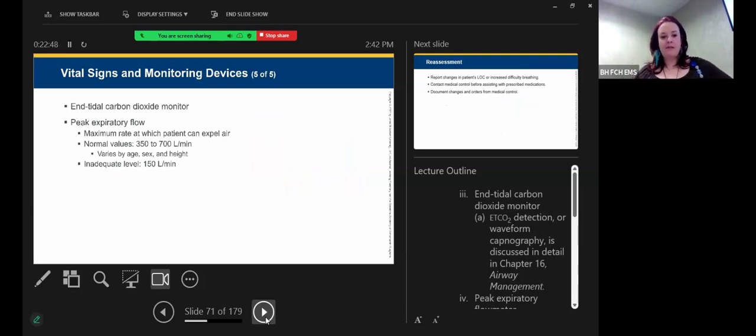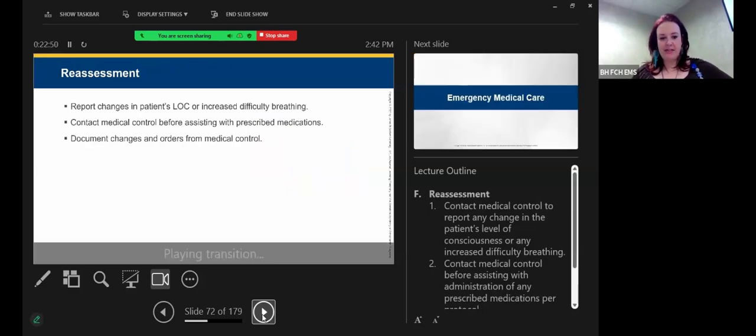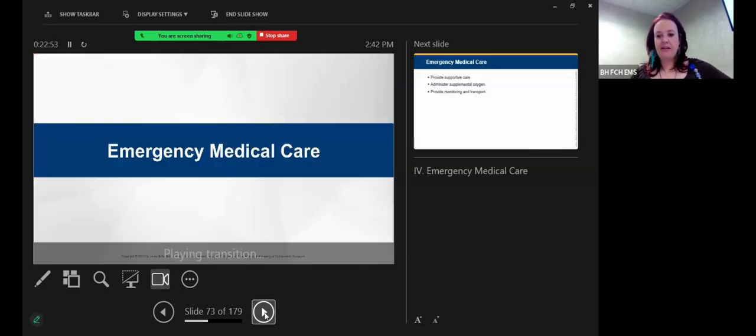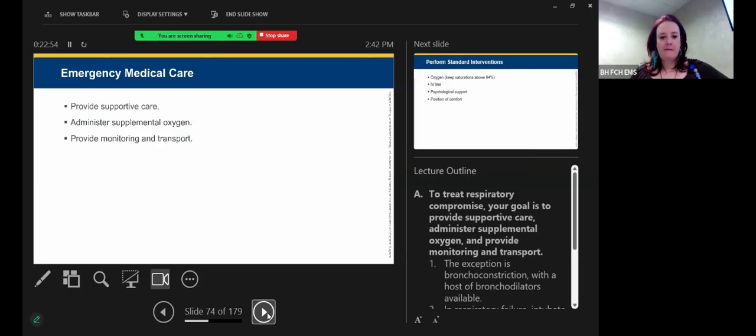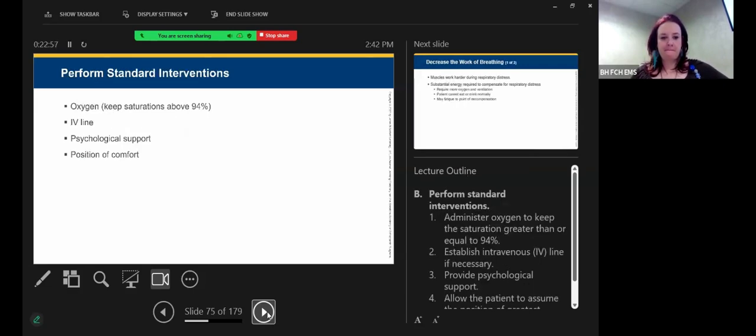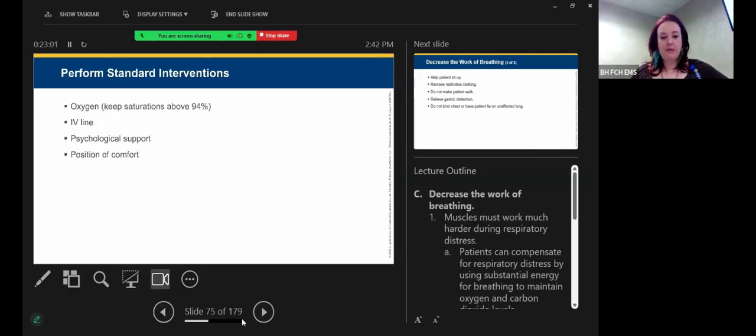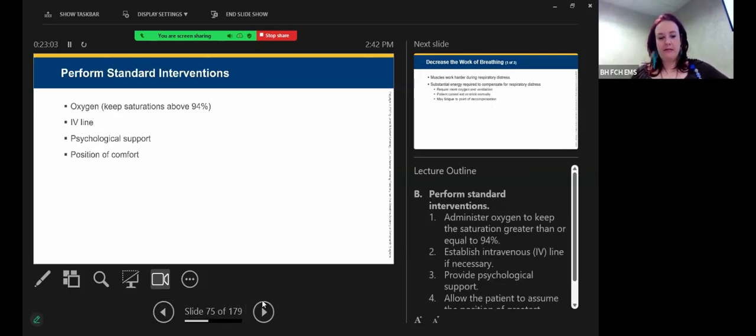All right, so we know our vital signs and our monitoring devices. We know how to reassess. This says oxygen saturation. We keep going down. We're at 94% on our normal patients. We know our COPDers and our CHF is going to be different.